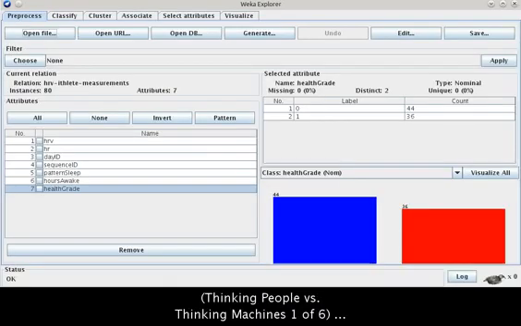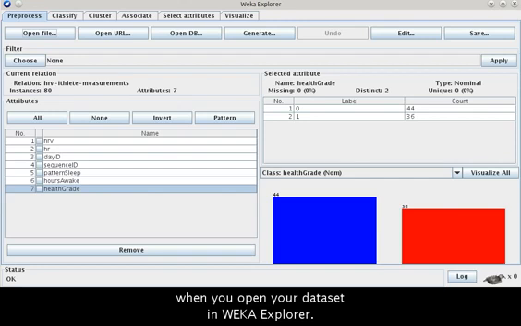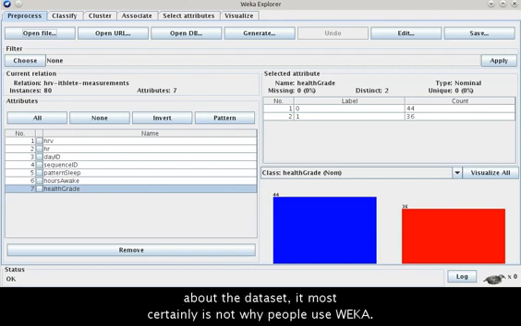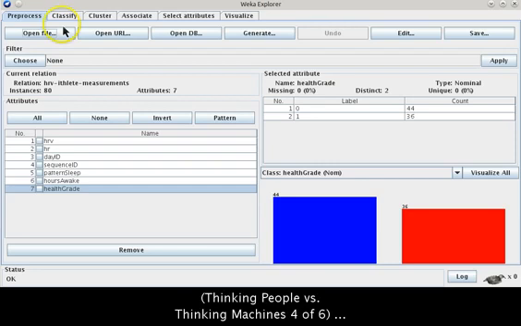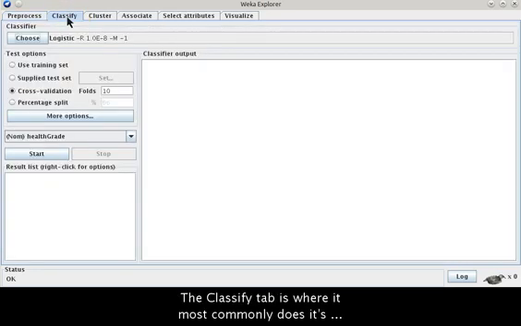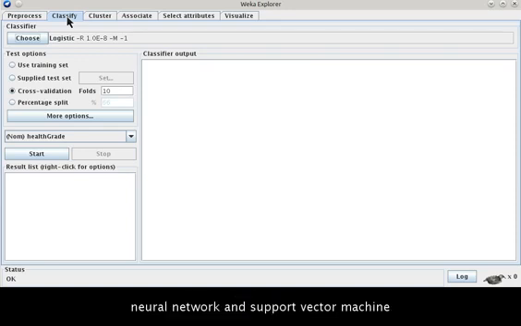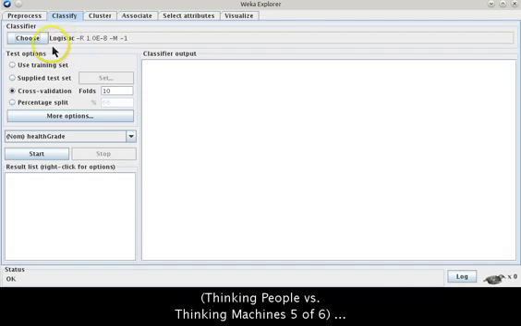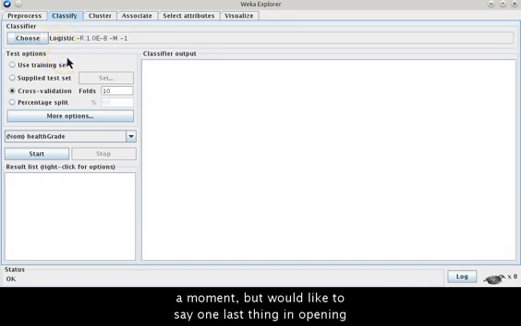So you've probably already seen this initial screen when you open your dataset in WEKA Explorer. While a helpful screen showing you some things about the dataset, it most certainly is not why people use WEKA. The Classify tab is where it most commonly does its thing, and will contain the four algorithms I'll demo, which again are logistic regression, decision tree, neural network, and support vector machine. I'll run my data in WEKA using logistic regression in a moment, but would like to say one last thing in opening.